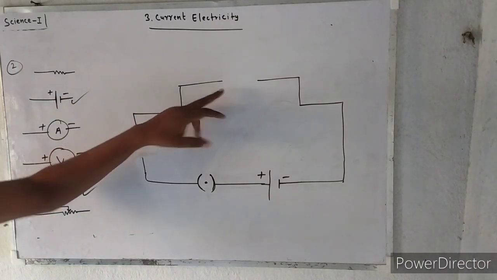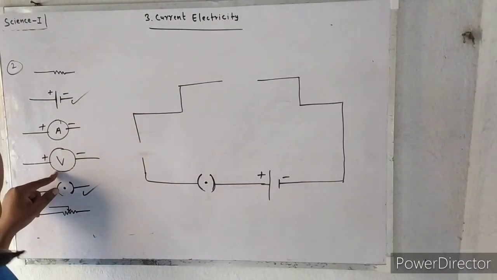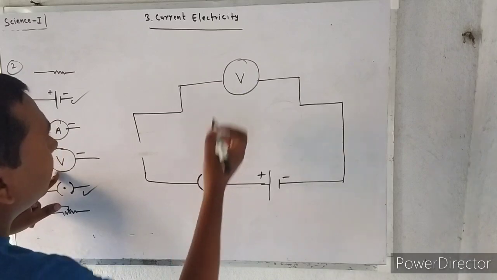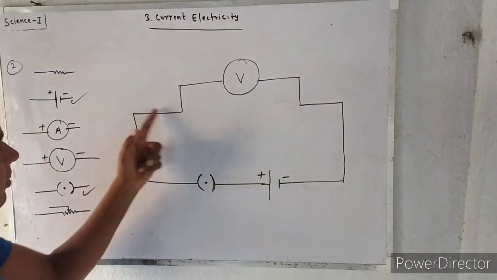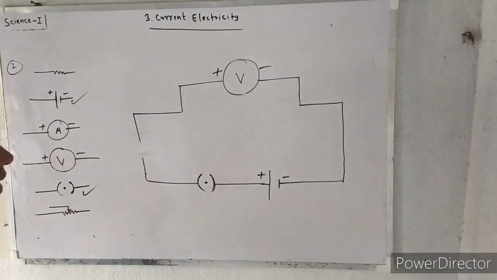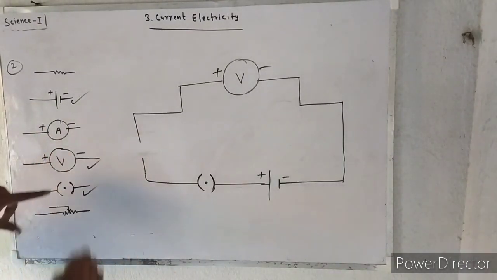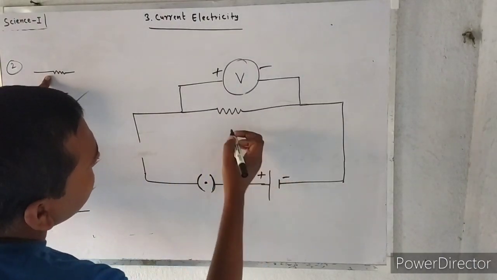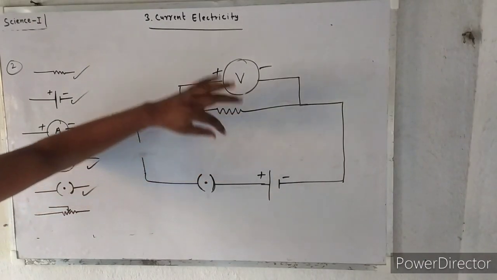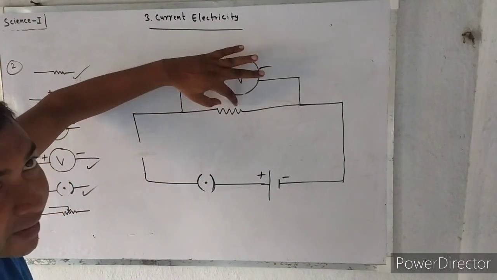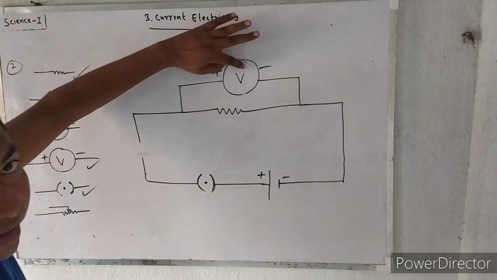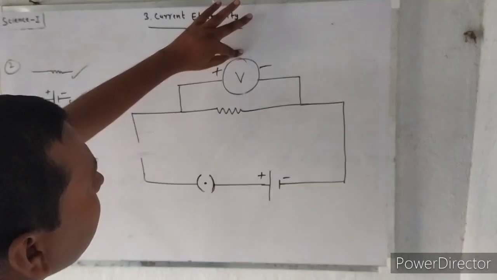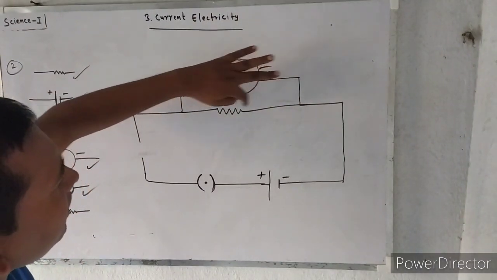Here we can connect the voltmeter. We connect the voltmeter in parallel. So here will be voltmeter V. This is the positive terminal, so here will be positive, here will be negative. This one is also done. Resistance we can connect here. It means the voltage drop across this resistance can be measured through this voltmeter. The voltmeter is used to measure the potential difference between two terminals of the resistance.